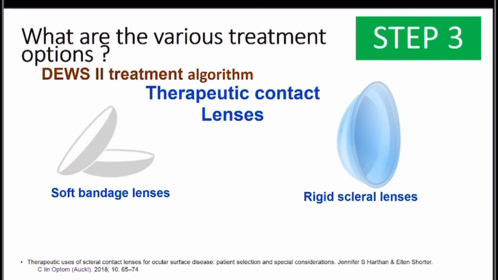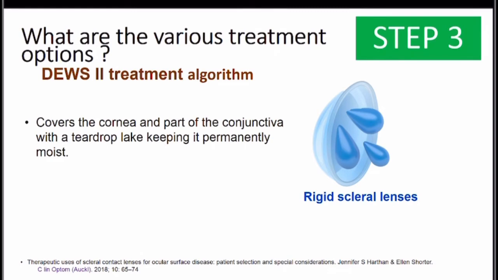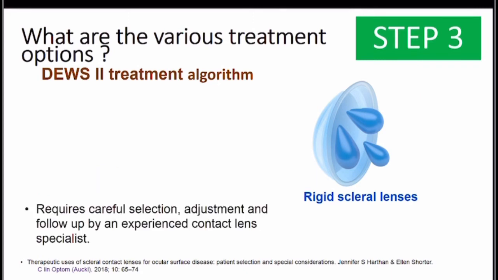Also, in step 3, we have therapeutic contact lenses, whether soft or rigid, and they are very effective for recalcitrant or resistant cases. These contact lenses are quite large, and they extend to reach the conjunctiva, so they go beyond the cornea, and they collect a lake of tear film between the ocular surface and the rigid contact lens. So the contact lens basically hovercrafts over the cornea, and this really improves vision, as it covers the irregularity of the cornea.